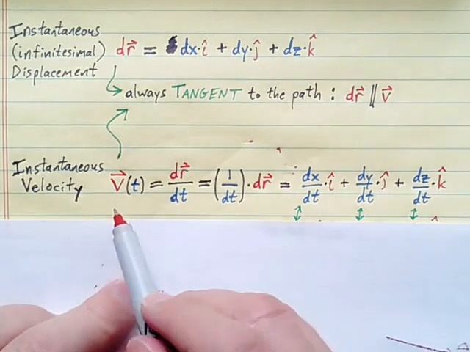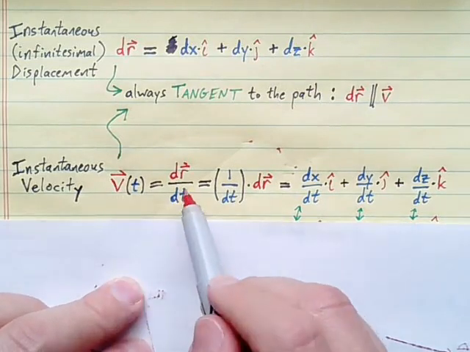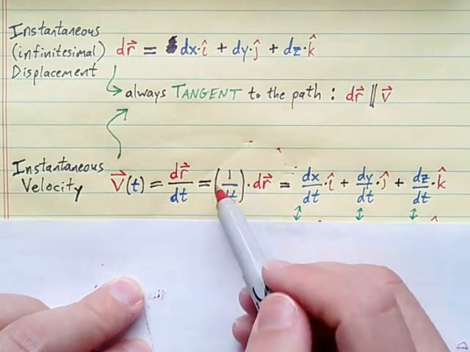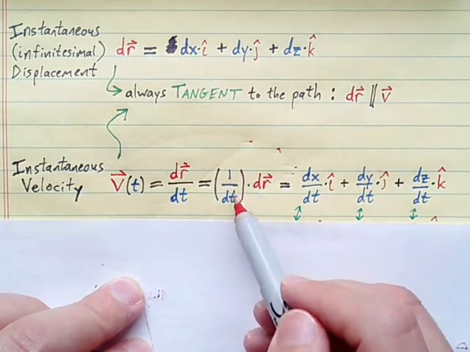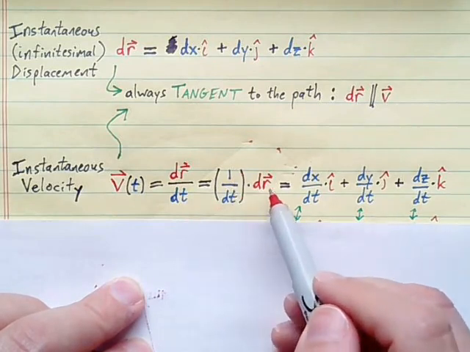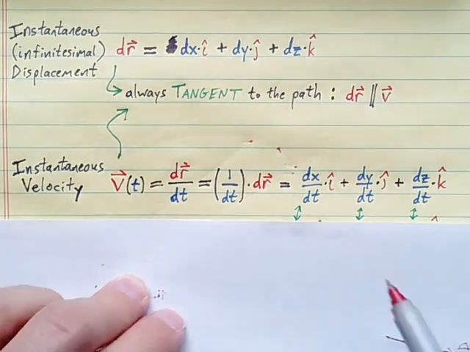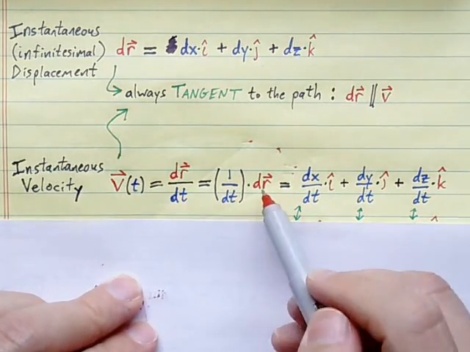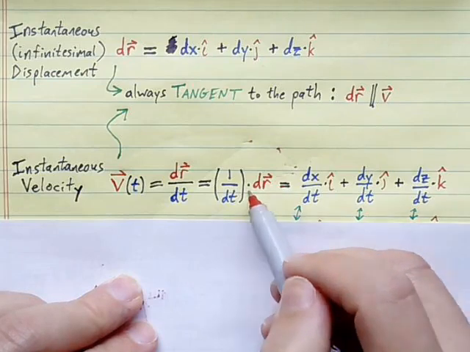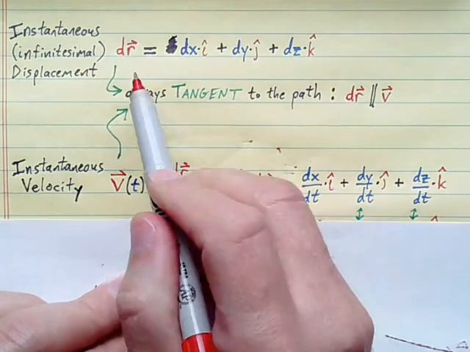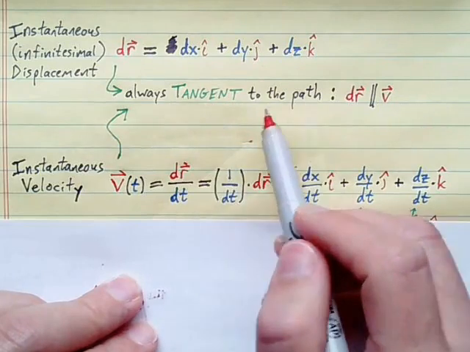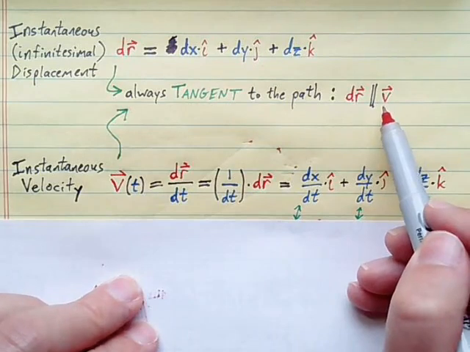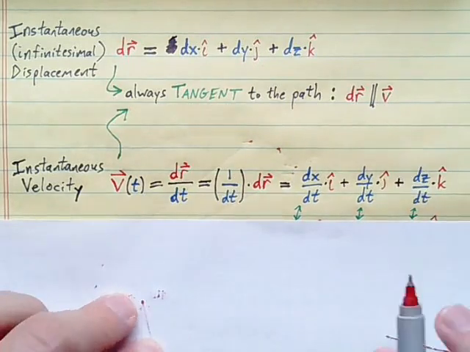So our velocity at some instant equals dr/dt, but 1 over dt is just a scalar. So what we've got here is the reciprocal of our little time interval times a vector. That's a scalar times a vector. So we see that our velocity vector at any given moment will be parallel to the displacement vector at that moment. And since our displacement vector is always tangent to the path, our instantaneous velocity is also always tangent to the path at any given moment.